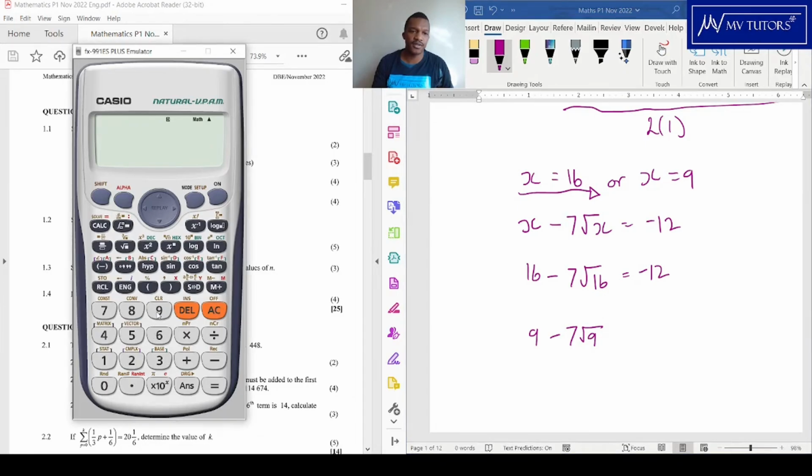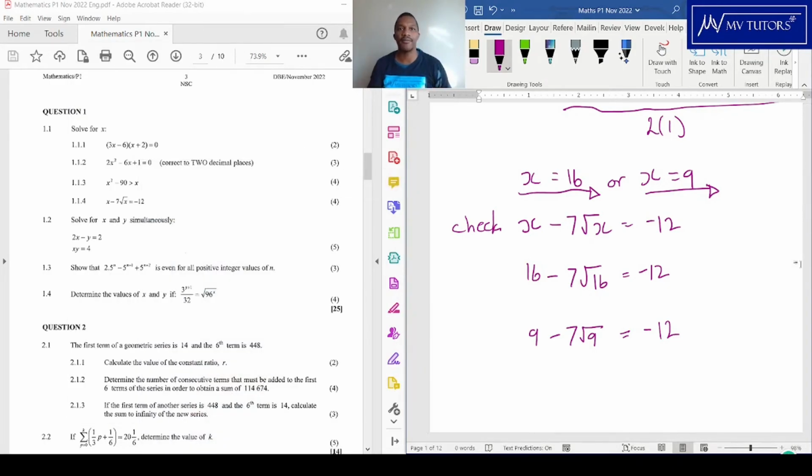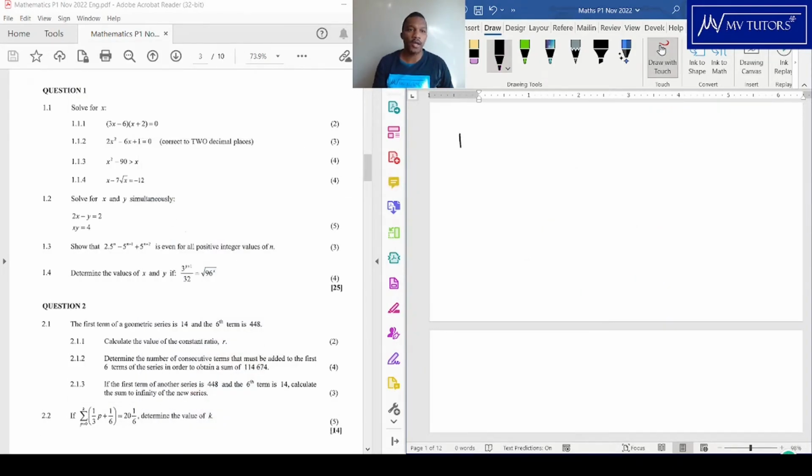But let's do it. It's 9 minus 7 square root of 9. What does that give us? Ooh, look at that. It gave us minus 12. So we accept both of them. This is just a check. You always need to check surds. Always. All the time.